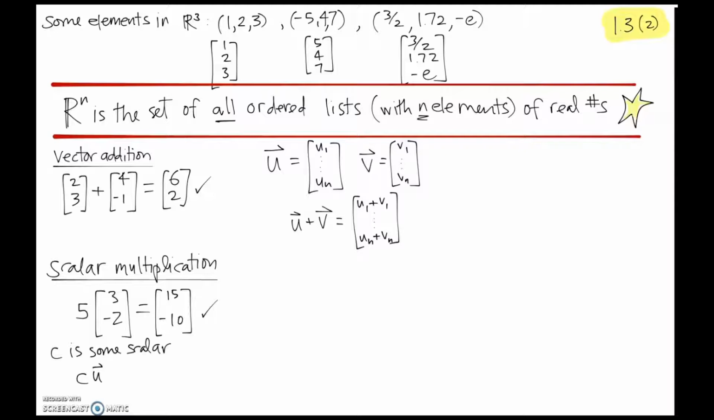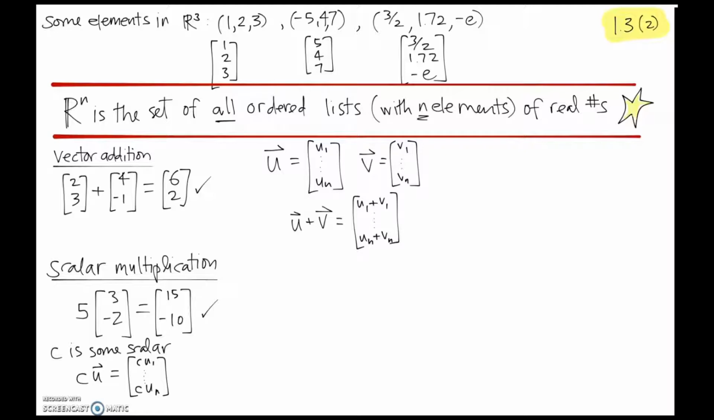So these are two very different things. One is a real number and one is a vector. But we'll define scalar multiplication as you take c times that first element and all those little elements. It gets multiplied by all of them. Okay, those are the two operations that we're going to focus on.